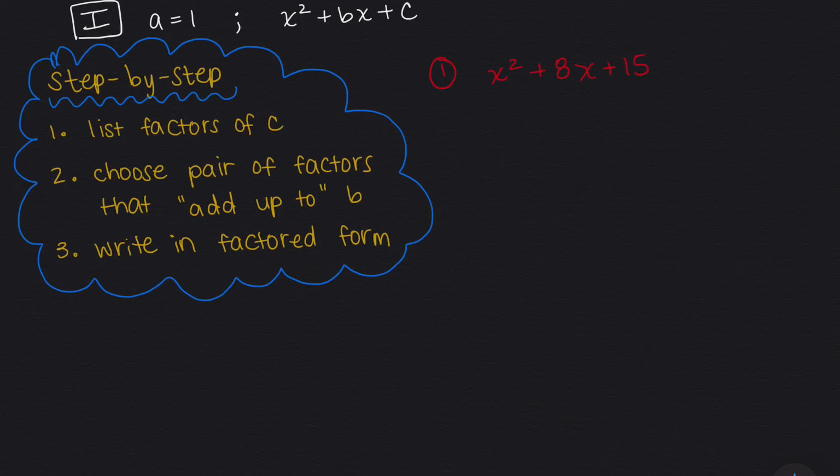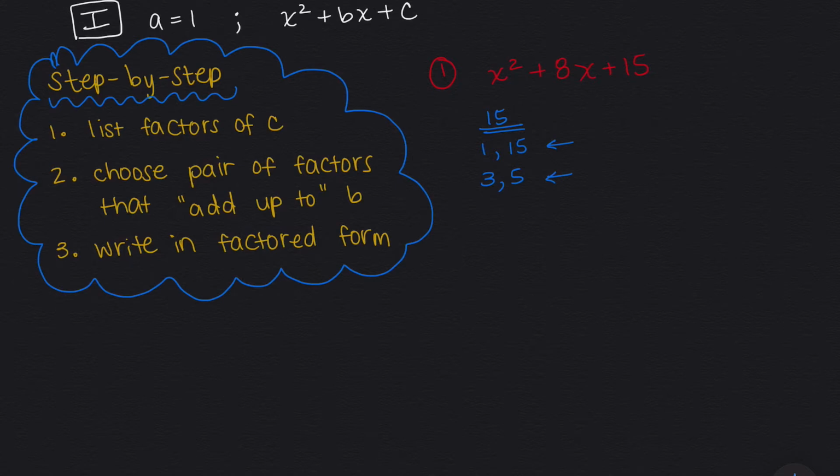Let's go back to our expression that we talked about earlier, x squared plus 8x plus 15. The first step in our step-by-step says to list the factors of c. In this case, c is 15. The factors of 15 are 1 and 15, also 3 and 5, and those are the only factors of 15. Step 2 says to choose the pair of factors that add up to b. Notice our b in this case is 8. So our goal is to pick one of these pairs that once we add them, we will get 8.